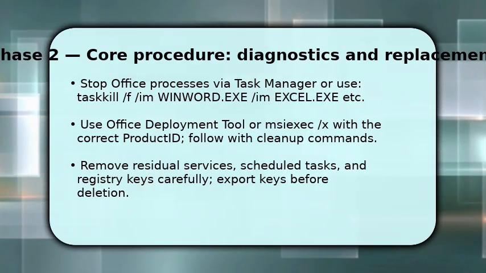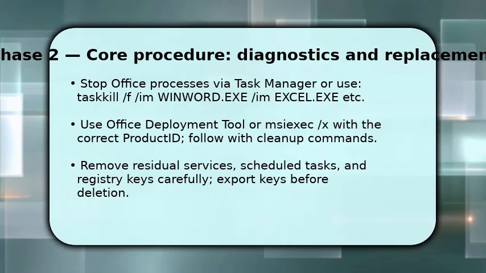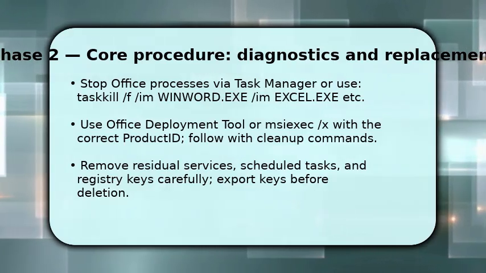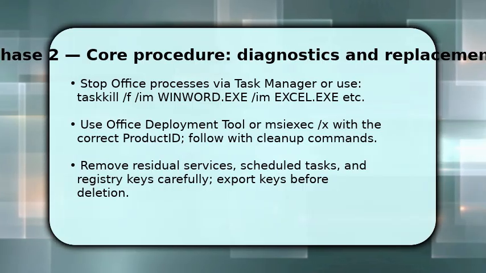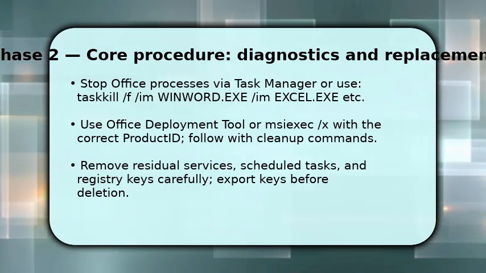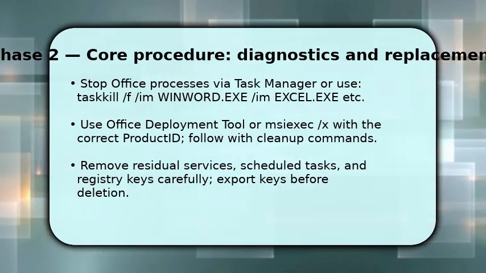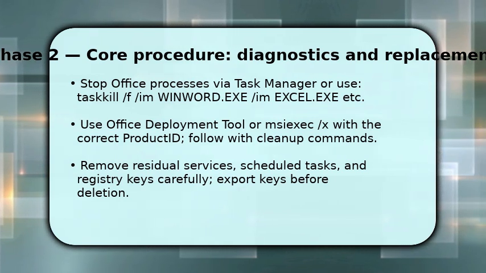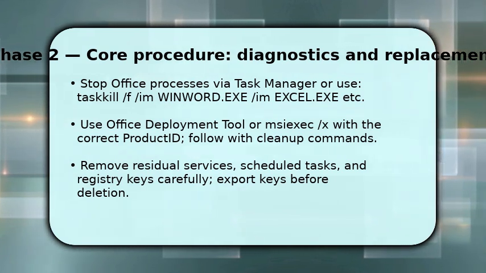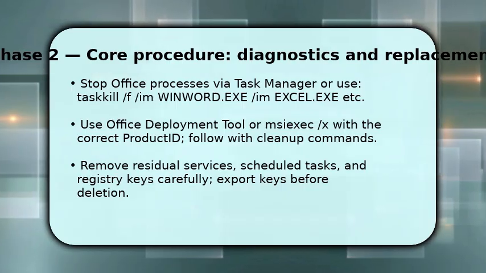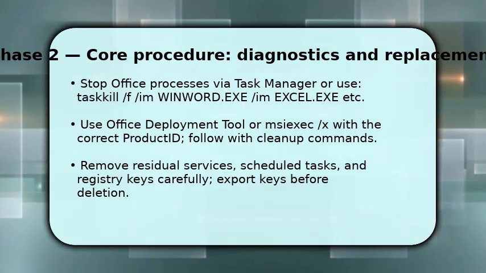This removes main binaries. Once the main uninstall completes, run cleanup commands to delete leftover folders in Program Files and AppData. Also check for Office-related Windows services and scheduled tasks. Remove them if orphaned. Make sure to export registry keys before editing so you can restore if needed.